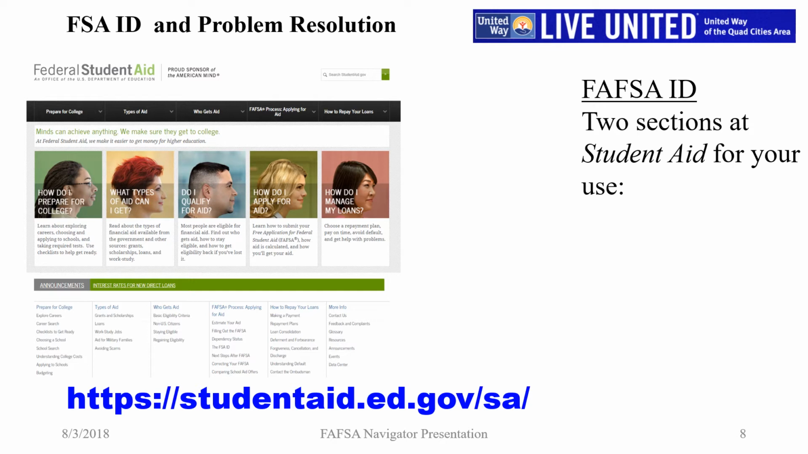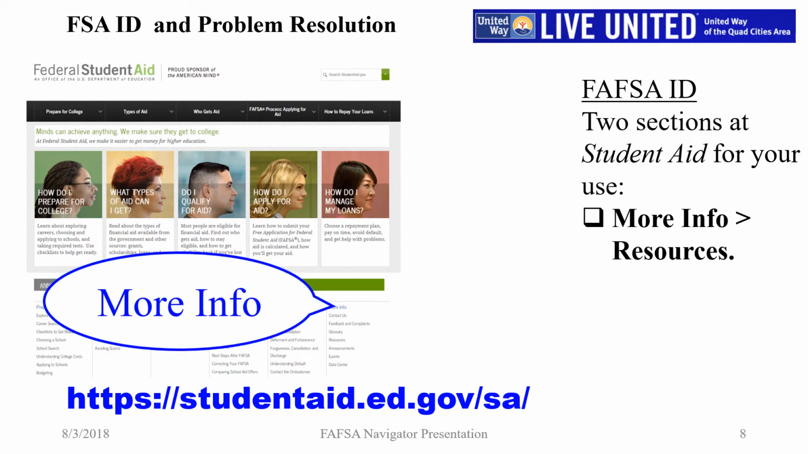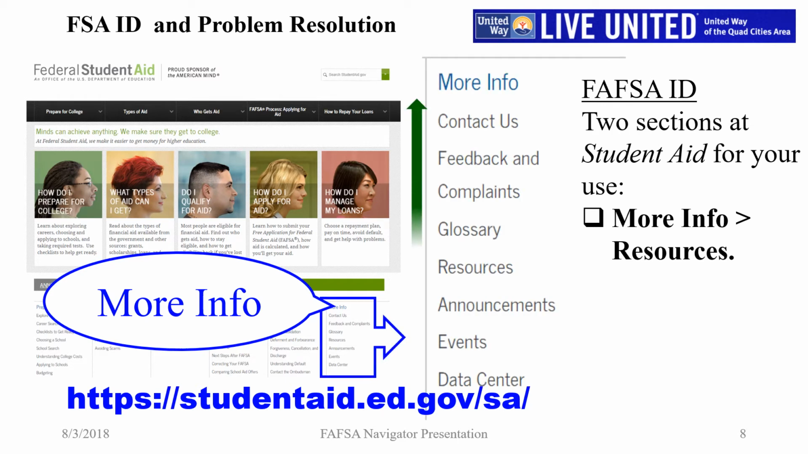Want to do more researching for decision information and guidance on the FAFSA ID? The Department of Education's website, studentaid.ed.gov, has two sections for your use. The first is the More Info section in the middle right of the home page. Let's blow up the More Info list and look at the interesting topics. Of most interest to us now are the resources.